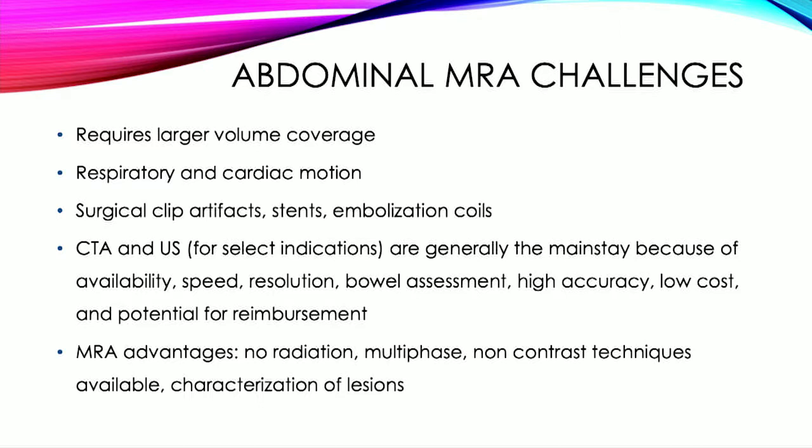We have respiratory motion to deal with and cardiac motion, particularly at the left lobe of the liver. There are often artifacts you have to deal with as well when people have undergone surgery. CT and ultrasound are often the mainstay because they're readily available, speedy, and you can evaluate the bowel very well with CT, and they're very accurate and low cost. But MR, of course, has the advantage of no radiation. Multiphasic imaging becomes very important in order to catch the bolus to get peak arterial, but also to look at venous or any kind of altered perfusion. And you can also, at the same time, characterize liver lesions.